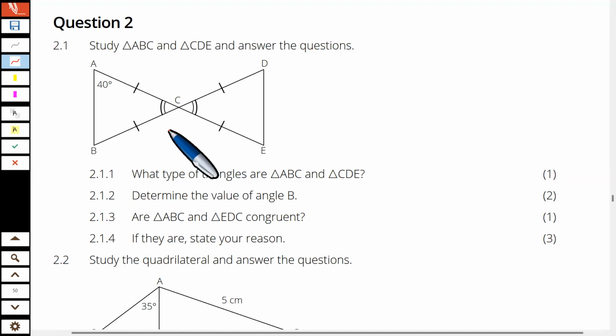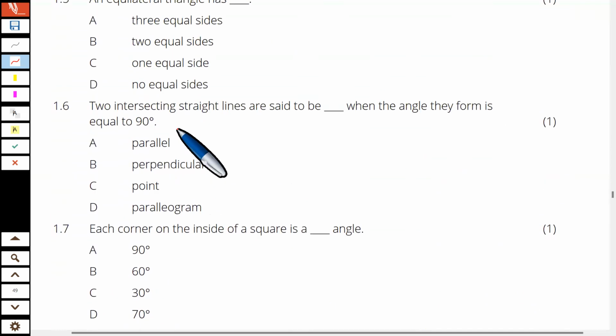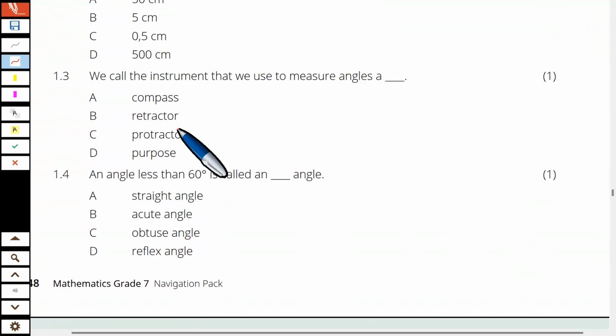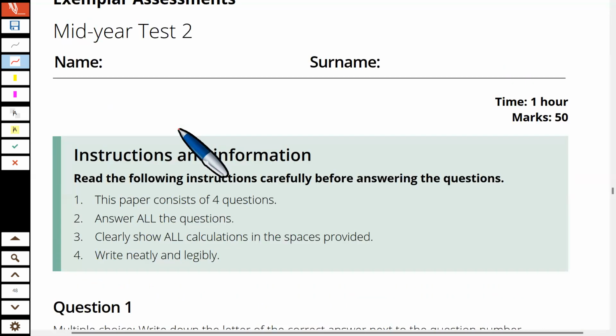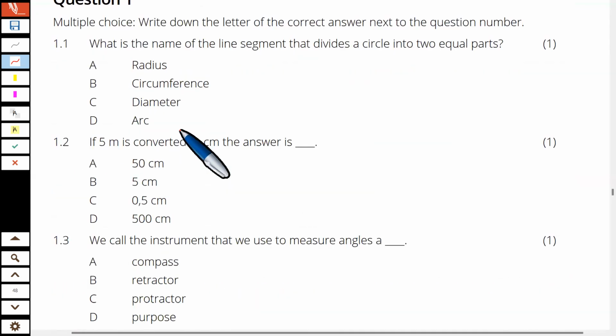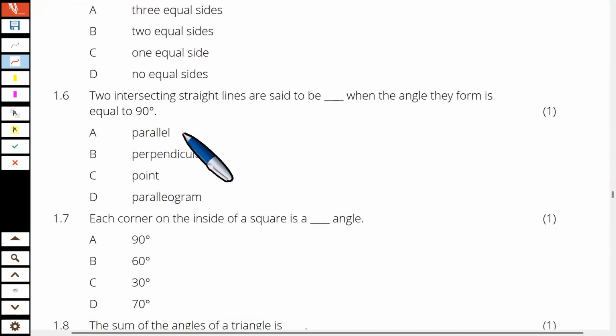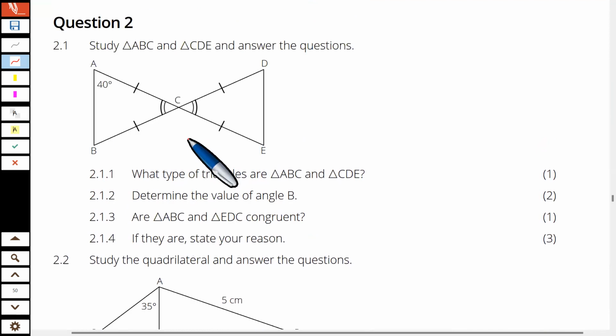So first things first, we are looking at this one. It is part of my exercises. So we are looking at media test 2, because it's part of my worksheet. I've classified it as a media test, but there are certain things you're supposed to be able to do by the middle of the year, like these questions. Okay, so let's look at 2.1.